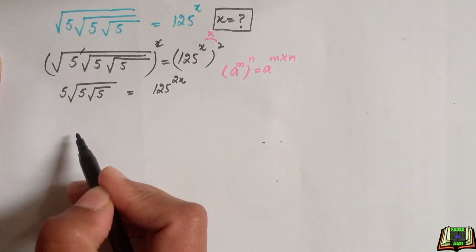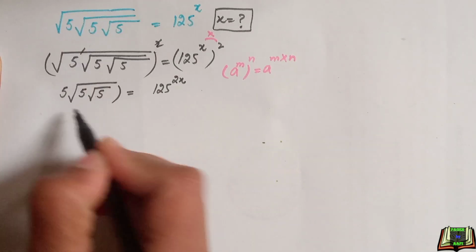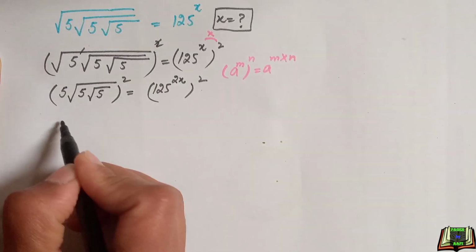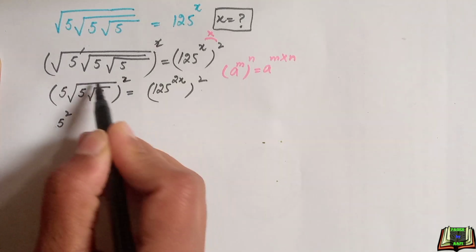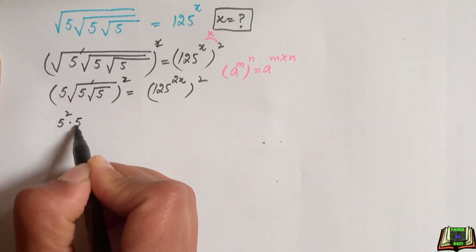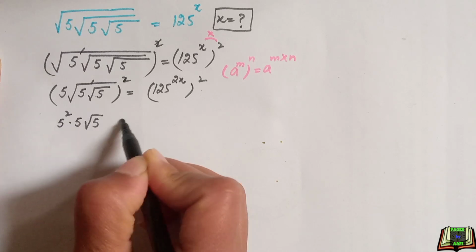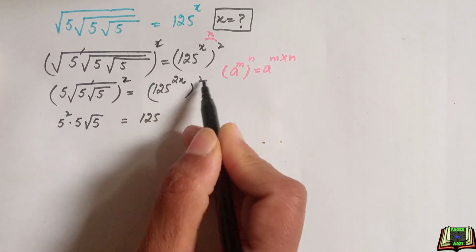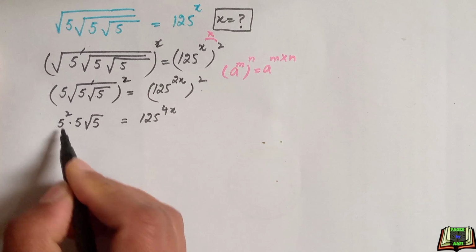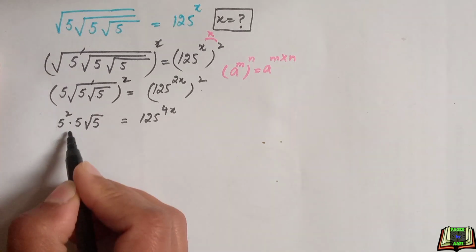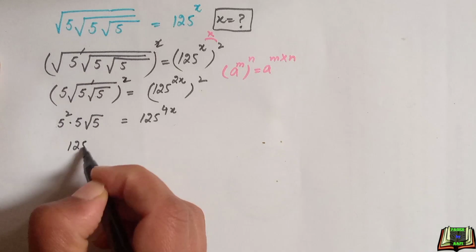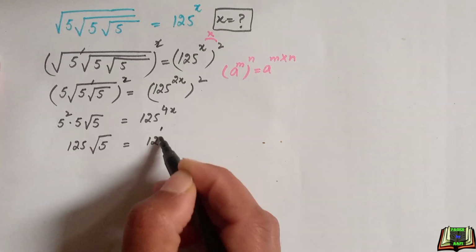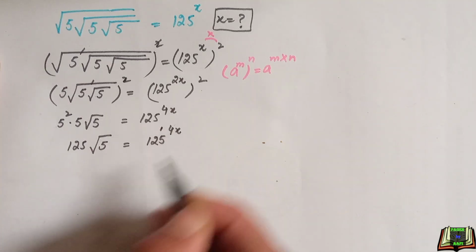Once again, we will take the square of this equation on both sides. So this is equal to 5 to the power 2, and this square and root cancel out, times 5 times square root of 5 is equal to 125 raised to the power, these two powers are going to multiply once again, 4x. This is equal to 5 to the power 2 is 25 times 5 is 125 square root of 5 is equal to 125 raised to power 4x.